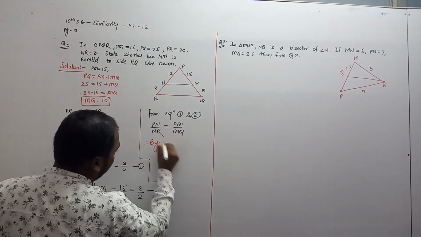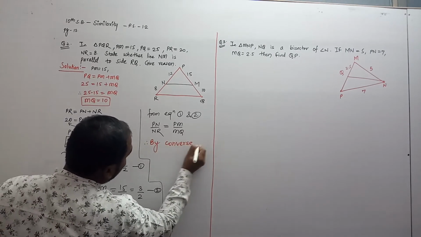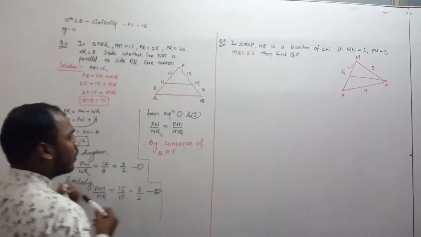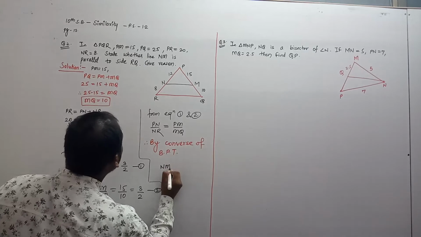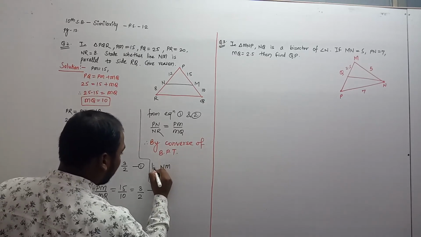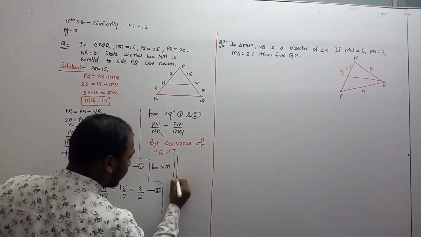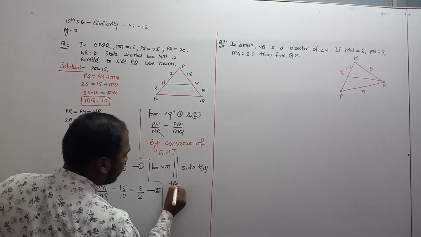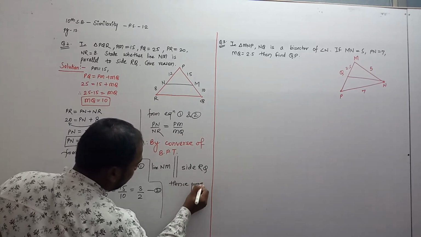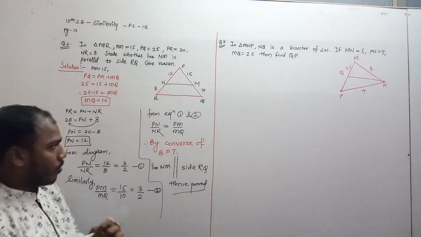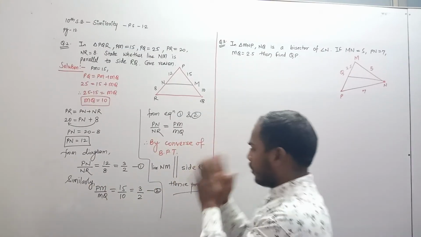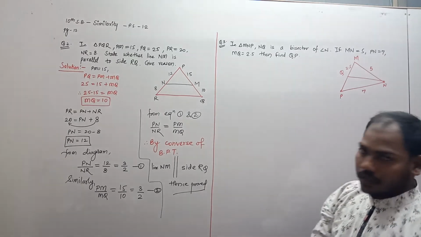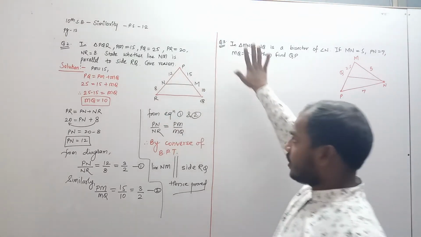Therefore, by the converse of BPT, or the basic proportionality theorem, you can write that line NM is parallel to side RQ, and hence proved. This was our requirement, and we have proved it. This is the reason: by the converse of BPT, these two lines are parallel. I hope this is clear now. We will move to the third question.